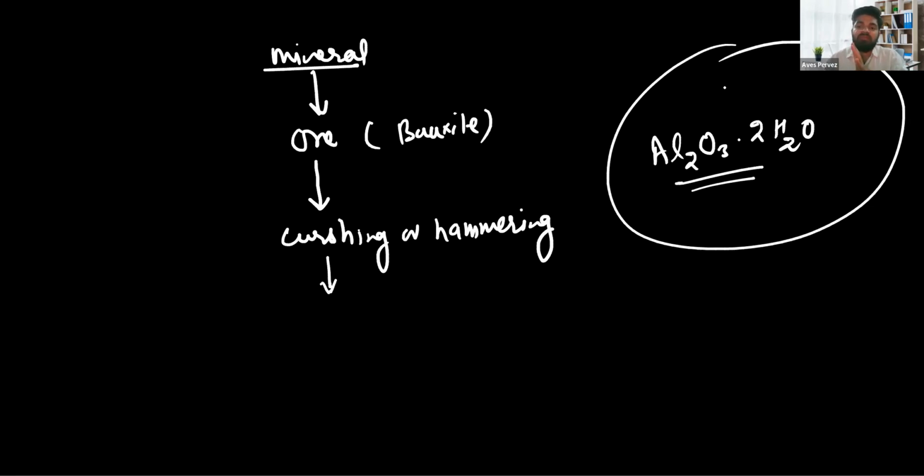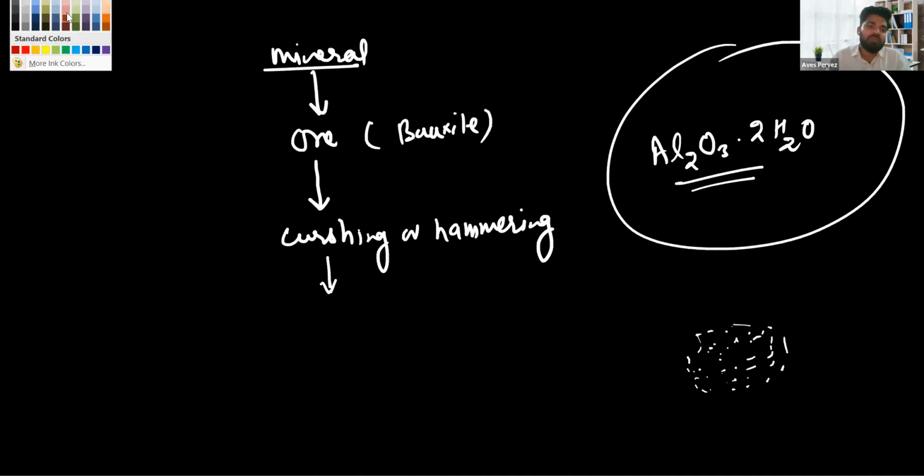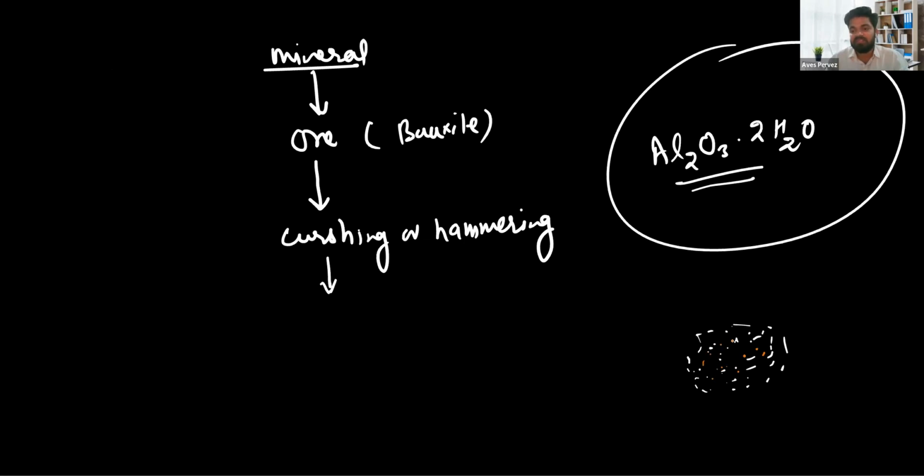For example, when we convert this Al2O3 into powder, it does not mean that 100% of the particles present here are Al2O3. No, it must contain some impurities. This is the impurity that is present inside it. So what we need to do here is separate this one. We need to separate it.